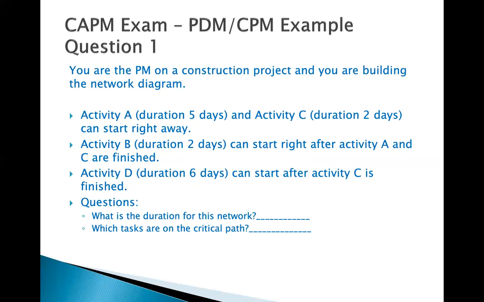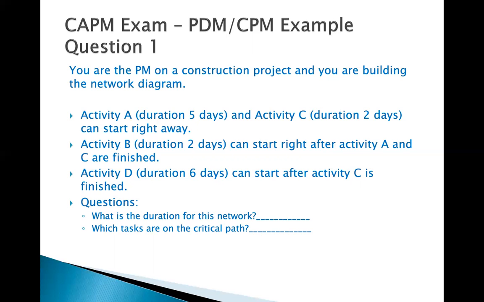So activity A and activity C, they said they can start right away. So they don't have any predecessor, there is no previous activity before activity A and C. This is something that you need to use in order to create the diagram. Activity B can start just when activity A and C are finished. So activity B is dependent on activity A and C. And activity D can start after activity C is finished.